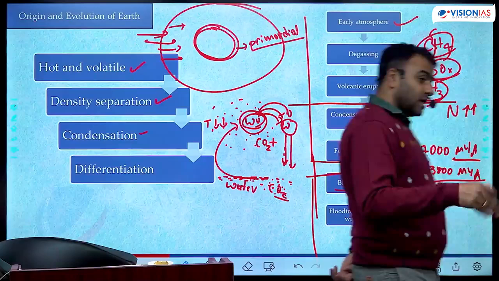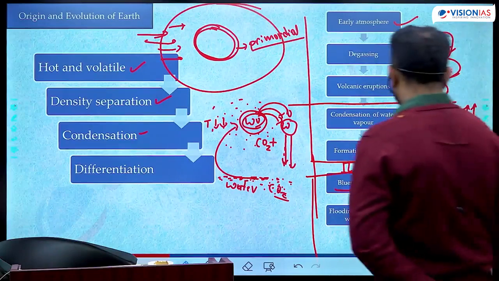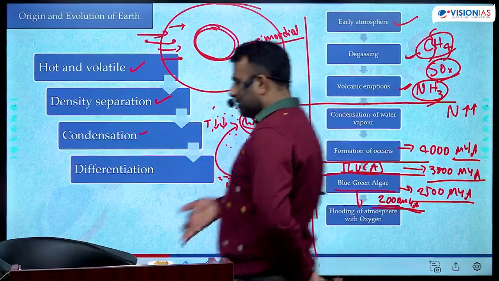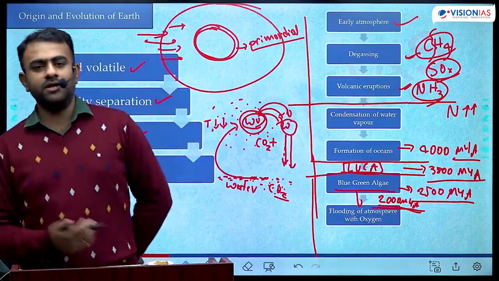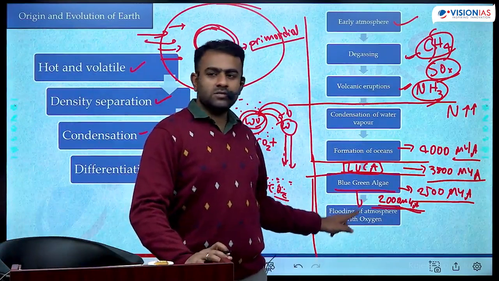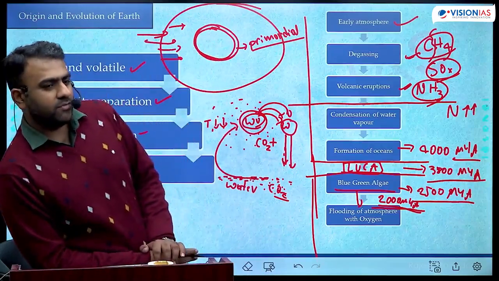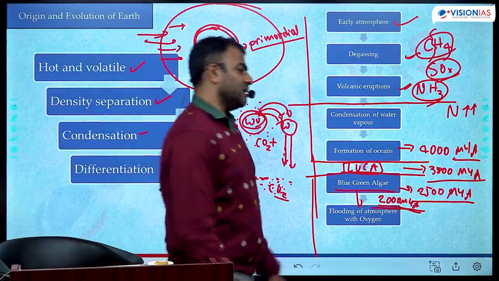अभी excess oxygen will start to flood the atmosphere, मतलब atmosphere के अंदर आना शुरू होगा. Atmosphere के अंदर gradually increase होगा. From 2000 million years ago till present, it is still continuing only. That is what is the Great Oxygenation Event. The Great Oxygenation Event involves the release of oxygen through photosynthesis by blue-green algae.